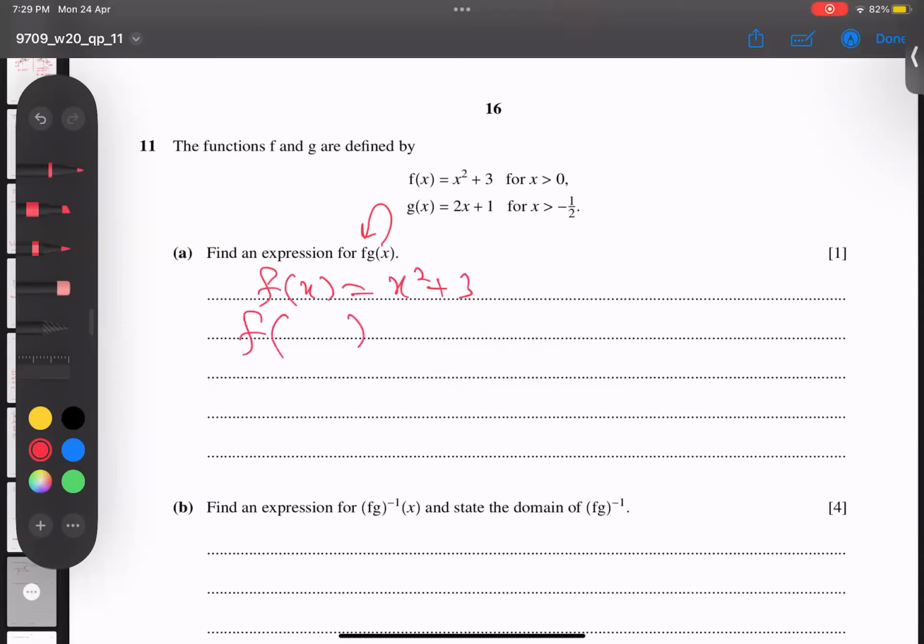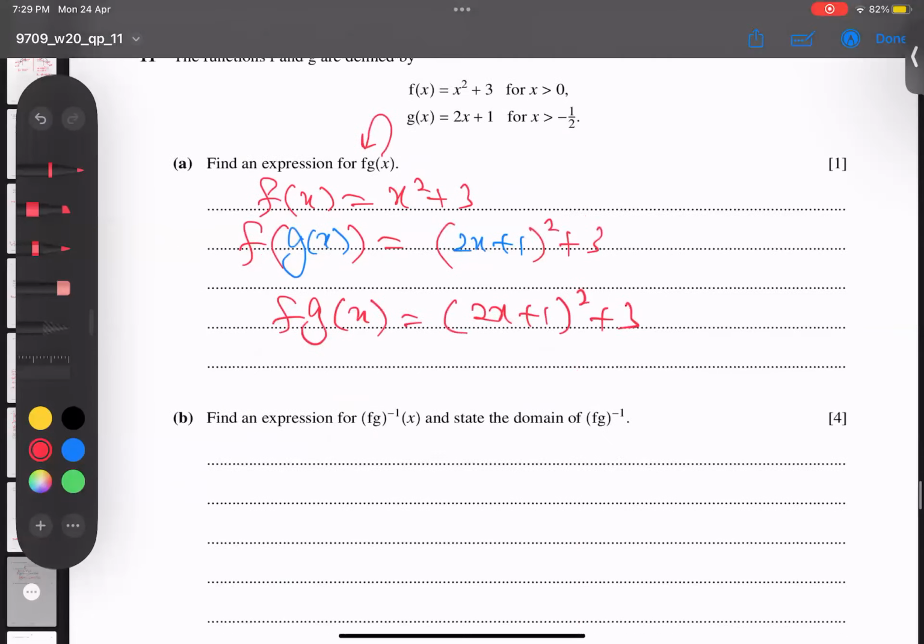And then how many X's are available? Empty spaces on both sides. Here I write the function name and here I write the function value. So G of X comes here and 2X plus 1 here. And this is my first answer. There's no need to expand because it is only 1 mark. If you expand, no problem, but I think leave it.